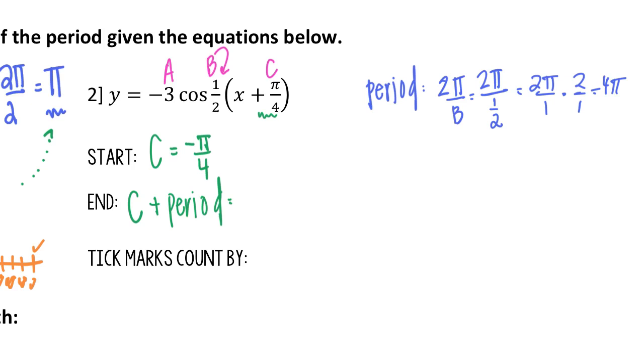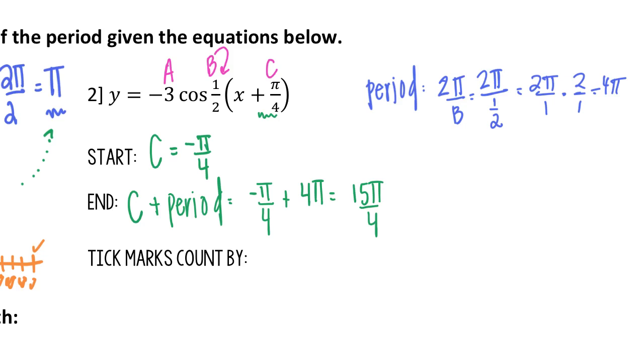So in this case, our endpoint is the phase shift, negative pi over 4, plus 4 pi, which gives us 15 pi over 4. If you're wondering how I did that, we have negative 1/4 plus 16/4, that's equal to 4 pi, or you could just put it in your calculator. Negative 1/4 plus 4, turn it back to a fraction.